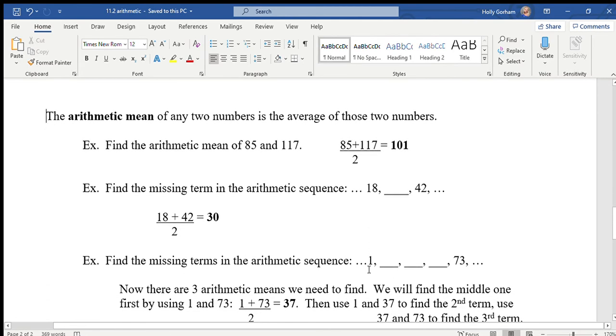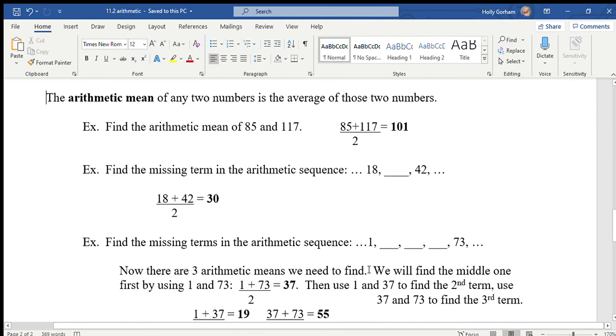Now, with arithmetic sequences, you may also be asked to find what's called the arithmetic mean. That word mean is an average. So the arithmetic mean of any two numbers is simply the average of those two numbers. So the first example says find the arithmetic mean of 85 and 117. You're going to add the two numbers and divide by 2. It gives you 101. That's it. Be careful on your calculator. If you want to do this all in one line, you have to put parentheses around the 85 plus 117 before you divide by 2.